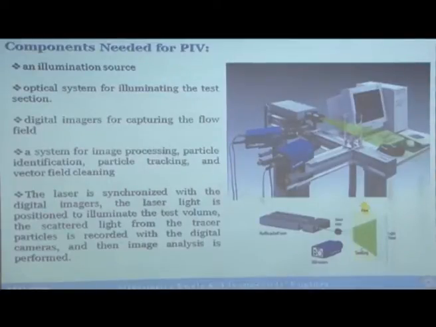So, basically when you do the cross correlation, there are a lot of spurious vectors, wrong information, wrongly identified. Even the software makes a mistake, it is not 100% proof. So, you have to then manually clean up the vectors. This is called vector field cleaning. Okay. The laser is synchronized with cameras and the light sheet is positioned to illuminate the test volume. Scattered light from the tracer particle is recorded with the digital camera, and then the image analysis is performed. Okay.